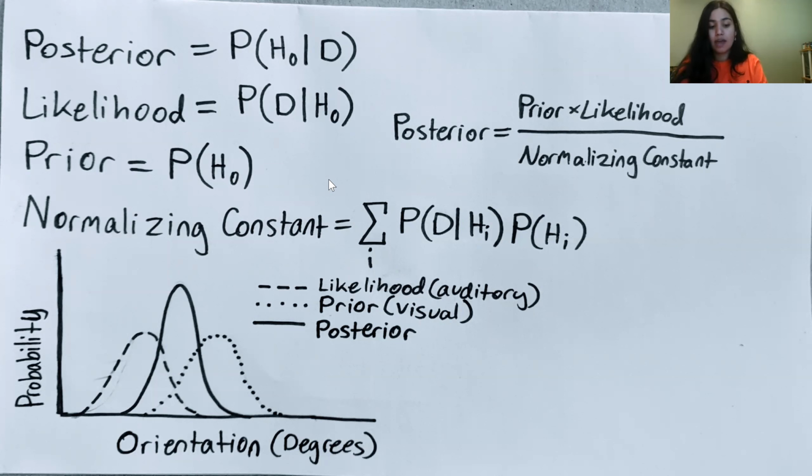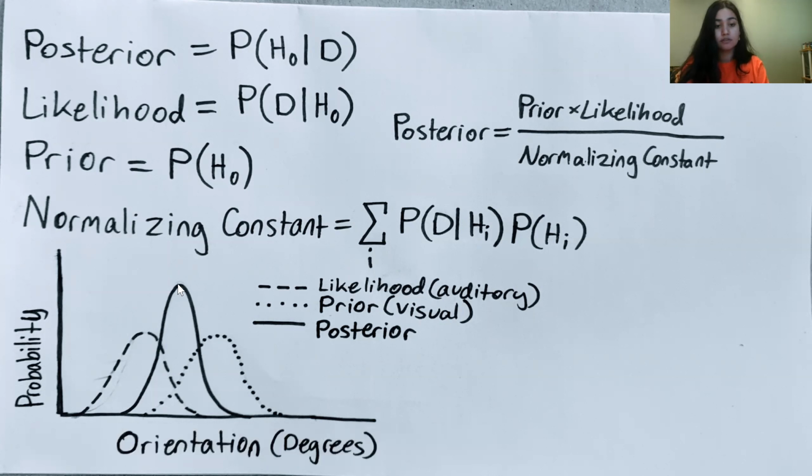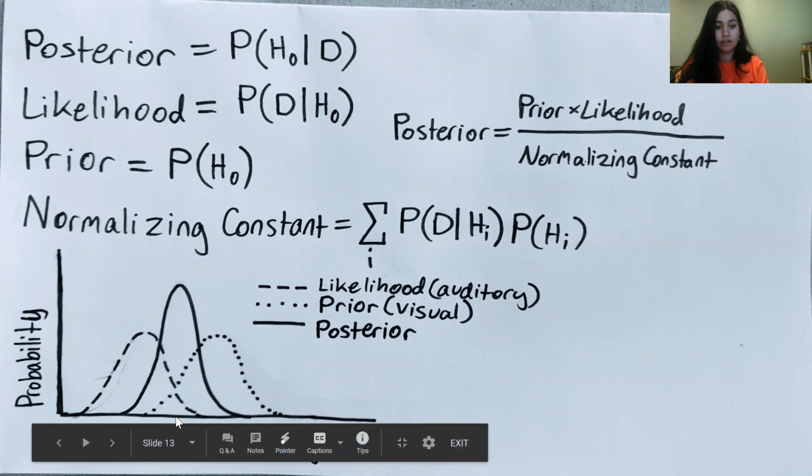And so the end result of all of this is going to be something called a posterior probability distribution. And this will give you a distribution of probabilities that the object is in a given location. And from this, you can take the highest probability and then you'll see that that orientation in degrees is where the sound is coming from.